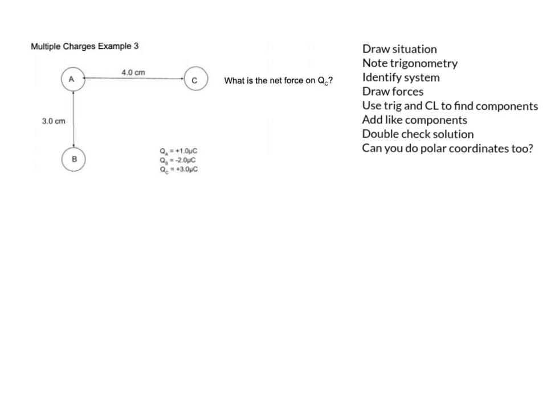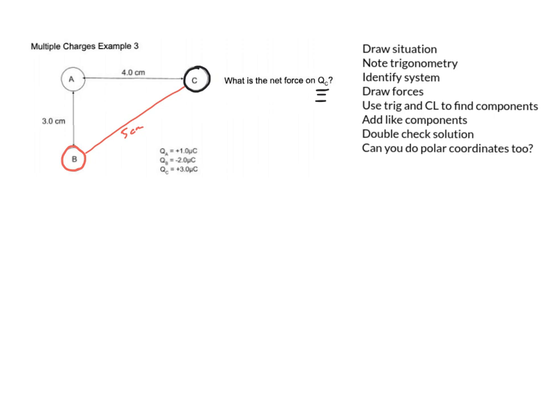Third and final Coulomb's law example problem. A familiar situation. It's the same situation as example 1, except that we have a different system. We're looking at what's going on with QC. Now, as I noted in example 1, B is 5 centimeters away because this is a 3, 4, 5 triangle.